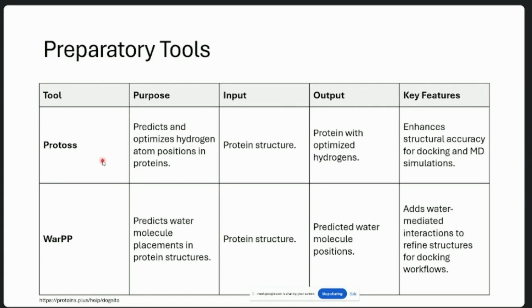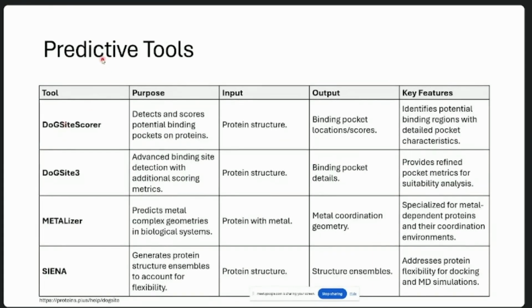We have different aiding tools we can use in molecular docking. For example, PROTOSS predicts and optimizes hydrogen atoms. You'll see later that in docking, we have to optimize the hydrogen bonds, we have to optimize the ligand molecules, we have to add the hydrogens, and so on. So some tools can do this process. But sometimes you can find such tools built in within the software you're using, such as AutoDock or anything like that.